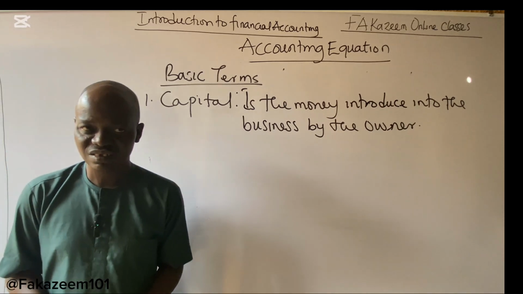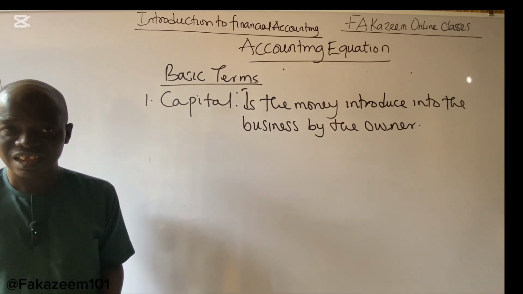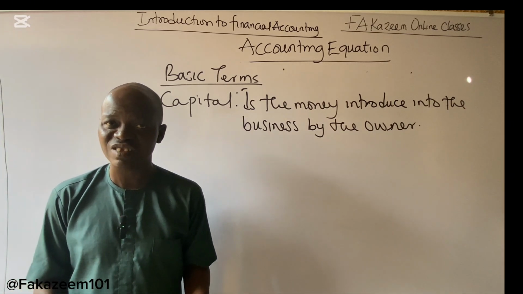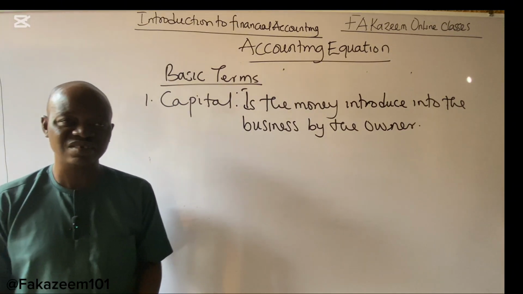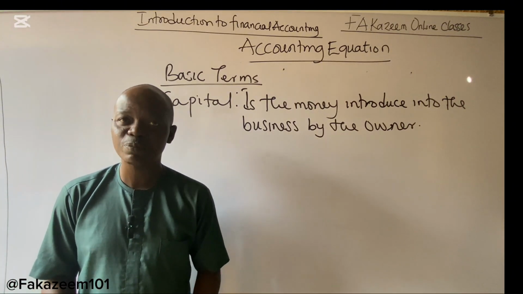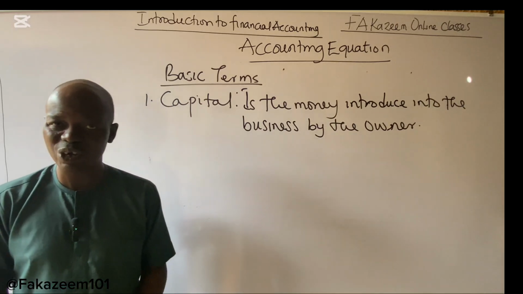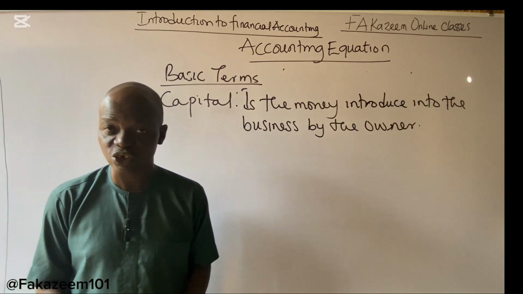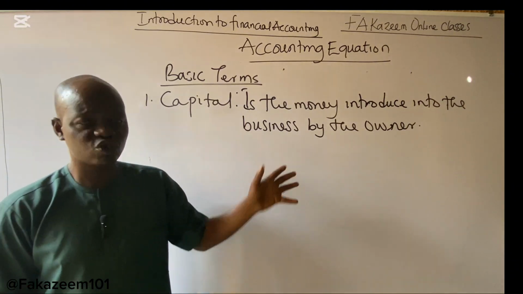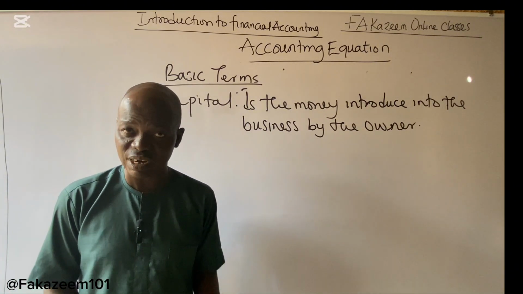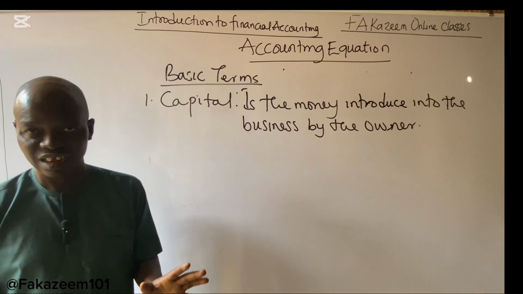Some people can also define capital as the amount that is used to start up a new business. But 5 years, 6 years after the business, some owners still put more money into the business. What do we call that? We can also call that additional capital. In that case, the money introduced into the business by the owners is known as capital.